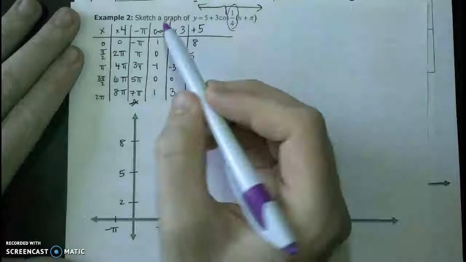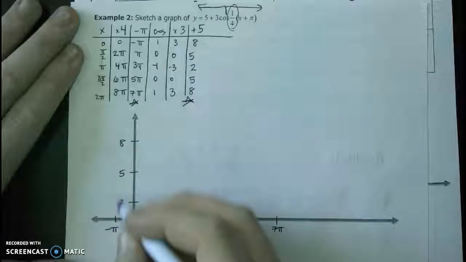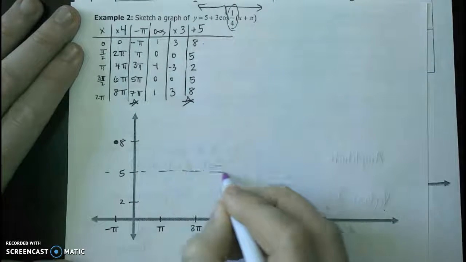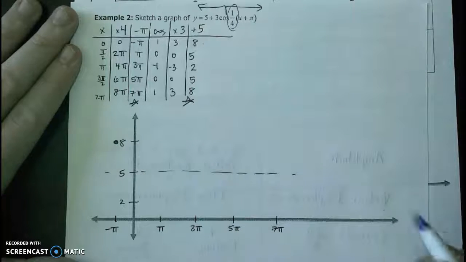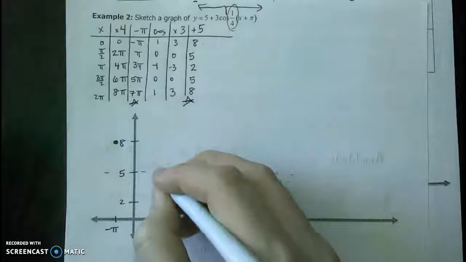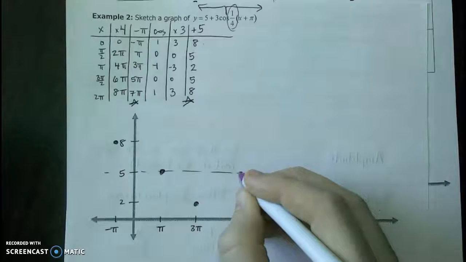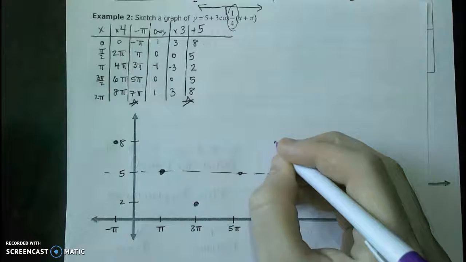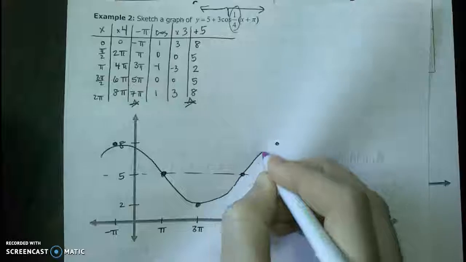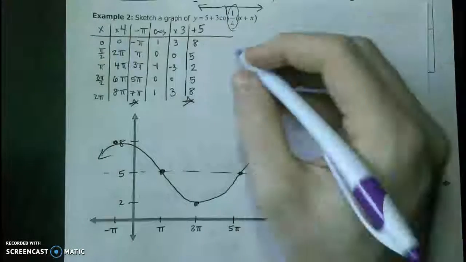So at negative pi, we're at 8, because it's the high point, and that is what cosine is. There's a sinusoidal axis at 5, because it's the middle y value. Pi is at 5, 3 pi is at 2, 5 pi is at 5, and 7 pi is at 8. So that is what your cosine wave looks like.